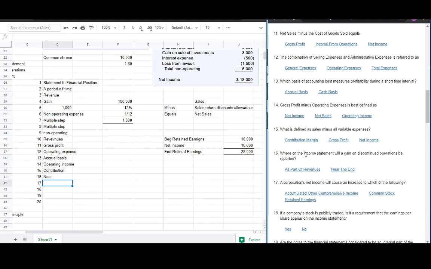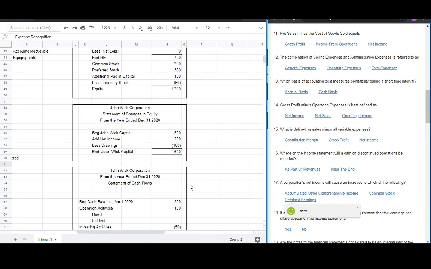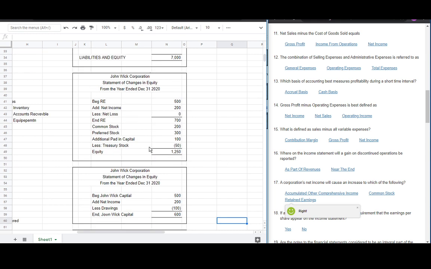Number 17, the corporation's net income will cause an increase to which of the following? It is the retained earnings. And so going back here, right? Why is it retained earnings? Because here in the statement of changes in equity, we saw that the net income is added to the beginning retained earnings of 500 to get the end RE, or ending retained earnings.